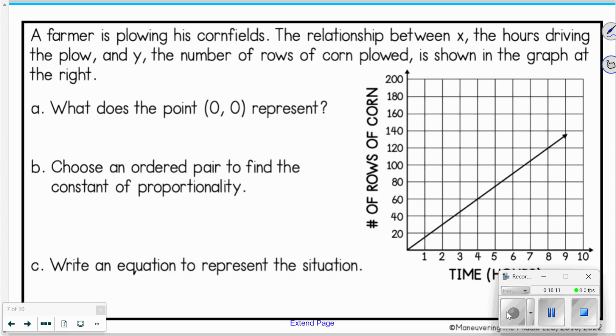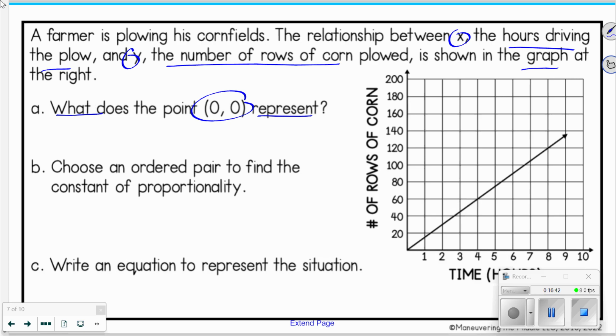Okay, our part with finite score field, relationship between x, the hours driving the plow, and y, the number of rows of corn planted, is shown in the graph to the right. What does the 0, 0 represent in this case? He hasn't done any hours of work, so there are no corn rows when he starts. Make sense?